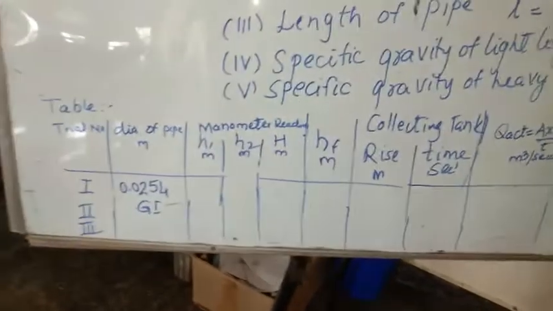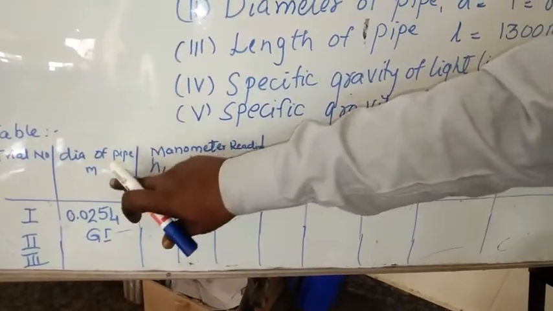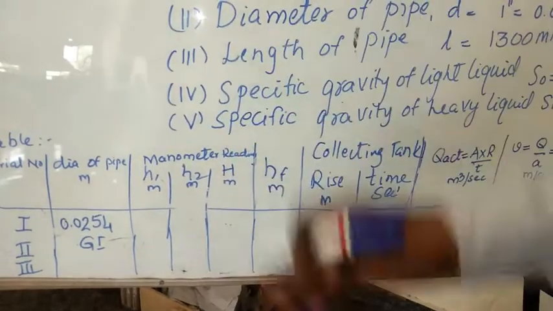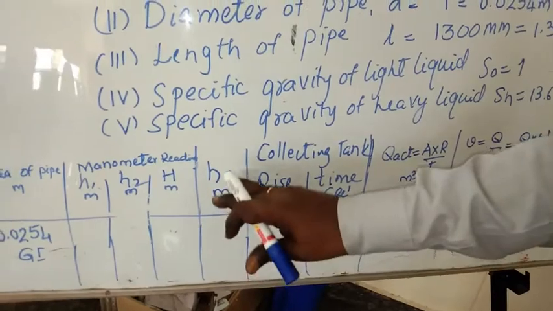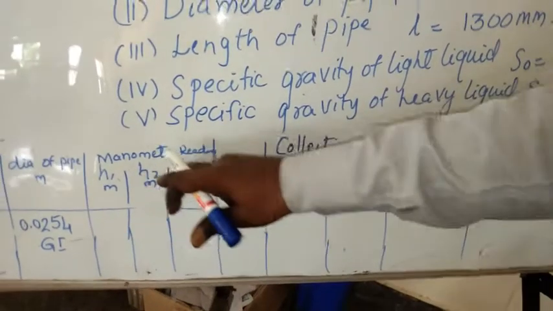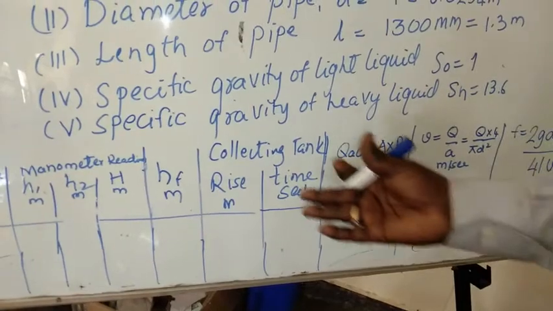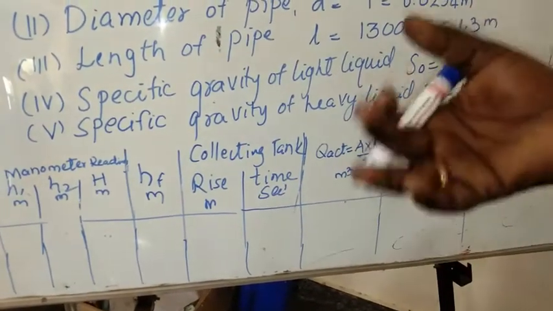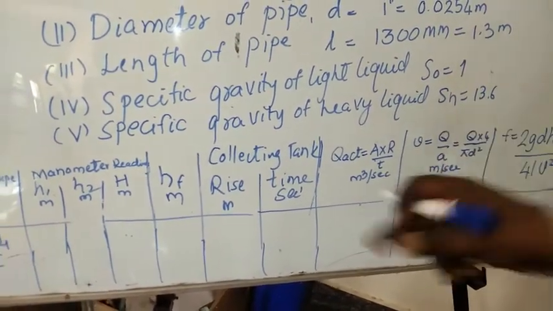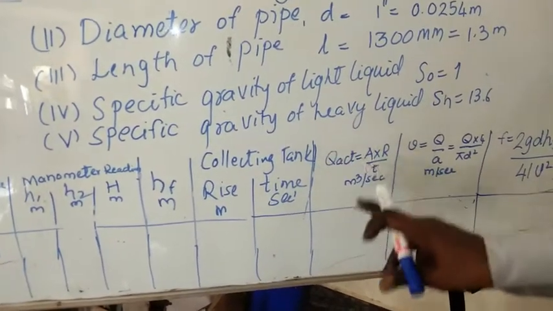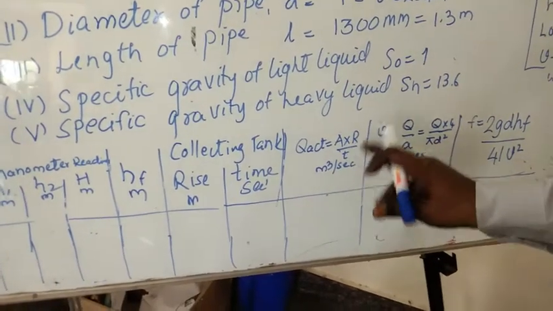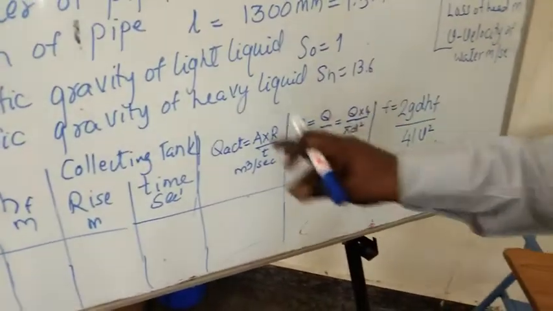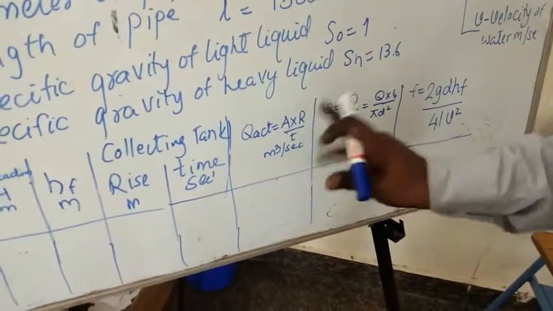The tabular column is as shown in the figure. First we have to measure the diameter of the pipe, then the manometer reading, that is the differential head. Then we have to calculate the difference in head in terms of water; this one is in terms of mercury. Then for the collecting tank, the rise of water may be 10 centimeter, a convenient height, and the time taken to collect the water. The Q actual is given by the surface area of the collecting tank multiplied by the rise divided by the time taken, which gives us the actual discharge.